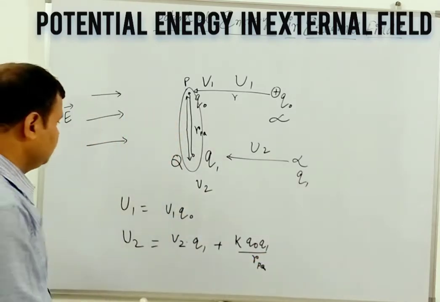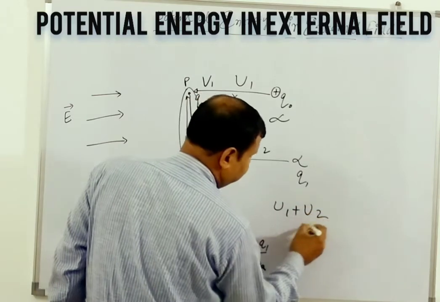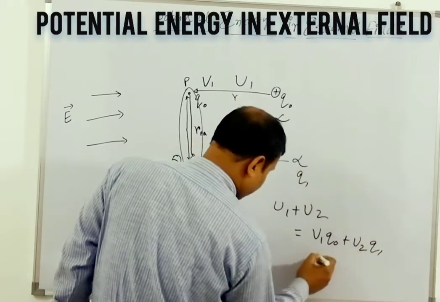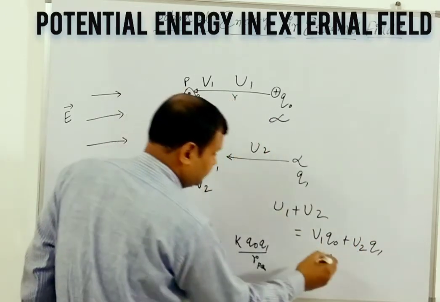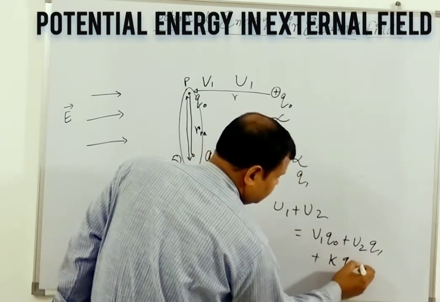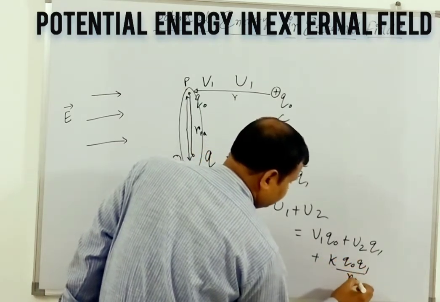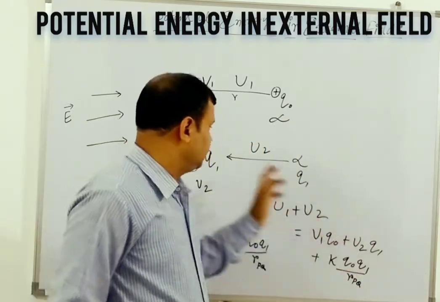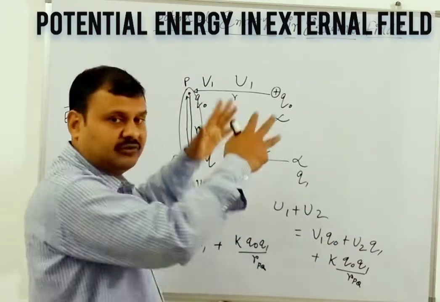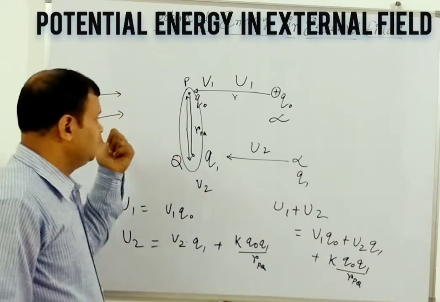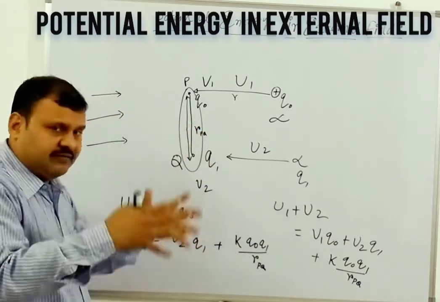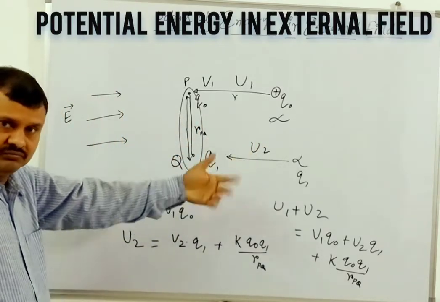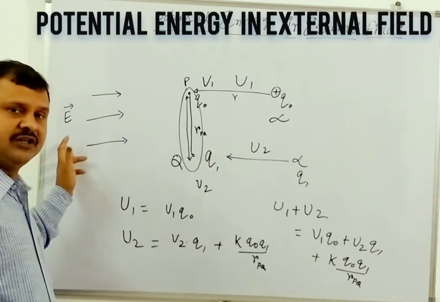So the total system energy will be U1 plus U2, which is V1 Q0 plus V2 Q1 plus the self interaction, K Q0 Q1 over R(PQ). Similarly, if you have a three-point charge system, it will add their own electrical field terms and also the interaction between all three themselves, as we started earlier with their own potential energy due to interaction between themselves. So these are the points: the two terms are the system's internal energy and the energy due to the external field.